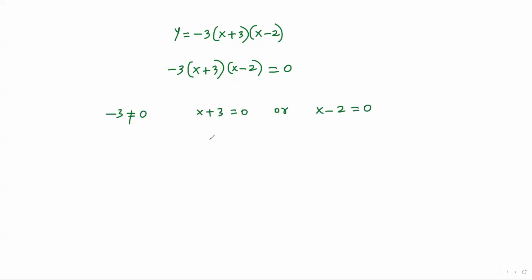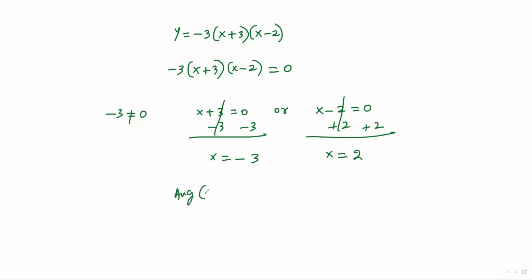If I solve for x in the first one, I subtract 3 from both sides, and I get x is equal to negative 3. Then I add 2 to both sides to solve for x in the second equation, that is x is equal to positive 2. Now I got the two x-intercepts, negative 3 and positive 2. Now I have to find the average of these two x-intercepts, negative 3 and 2, which is equal to (negative 3 plus 2) over 2. When I combine negative 3 and 2, it will be negative 1 over 2, which is negative 0.5. So this is the x-coordinate of the vertex.